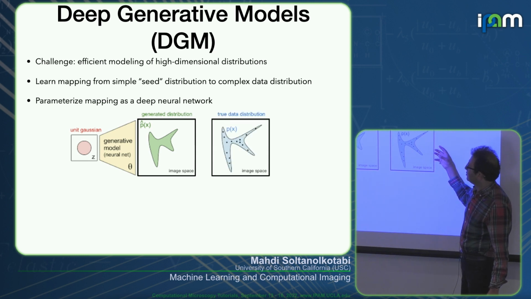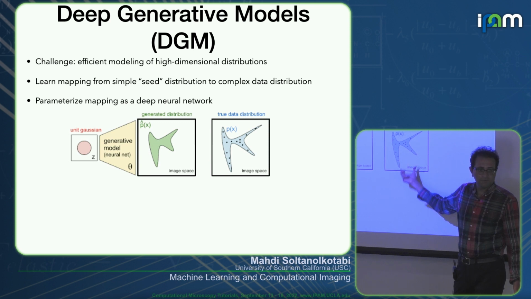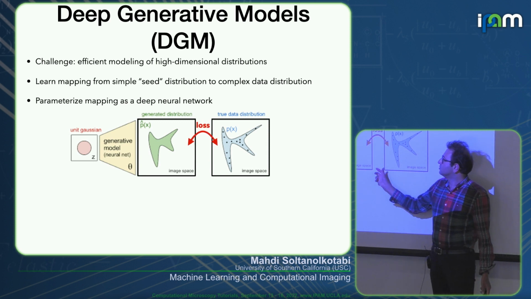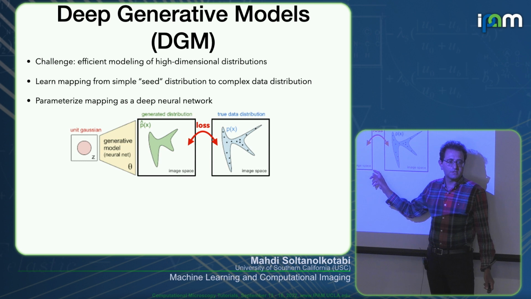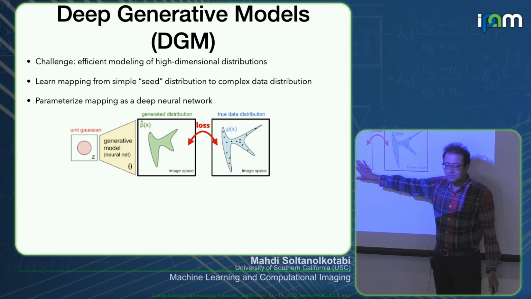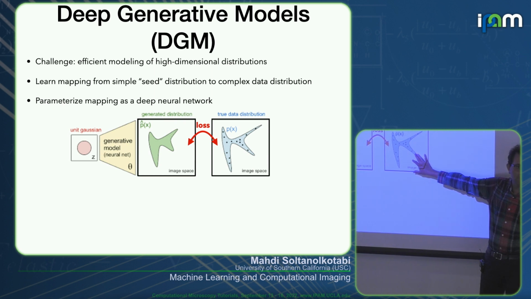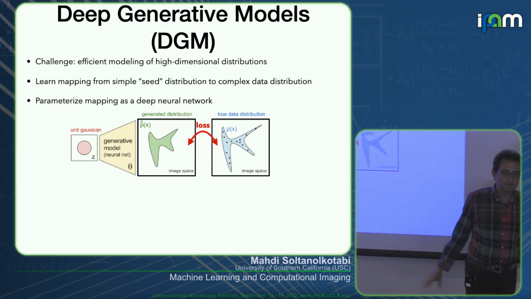And of course, there are some parameters that you play around with to learn this mapping. And because you have at least some samples from the true distribution in the form of training data, you try to minimize some sort of loss, ensuring that the distribution that comes out of this generative process in some sense matches the distribution of the data that you have.